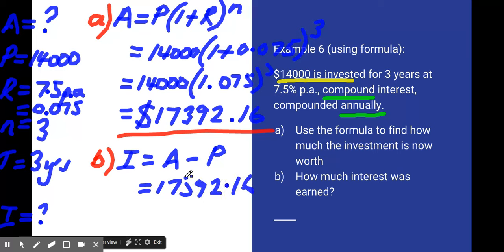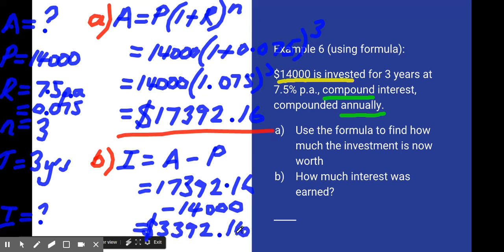17,392.16, take away 14,000, and you might be able to already see that in your head. Leaves me with $3,392.16.